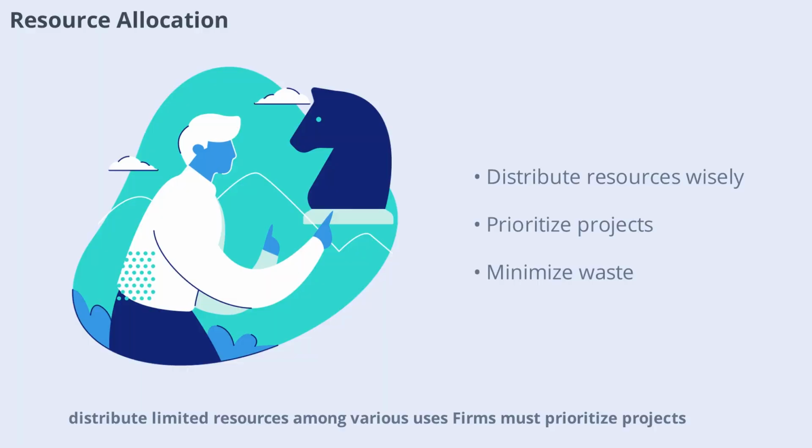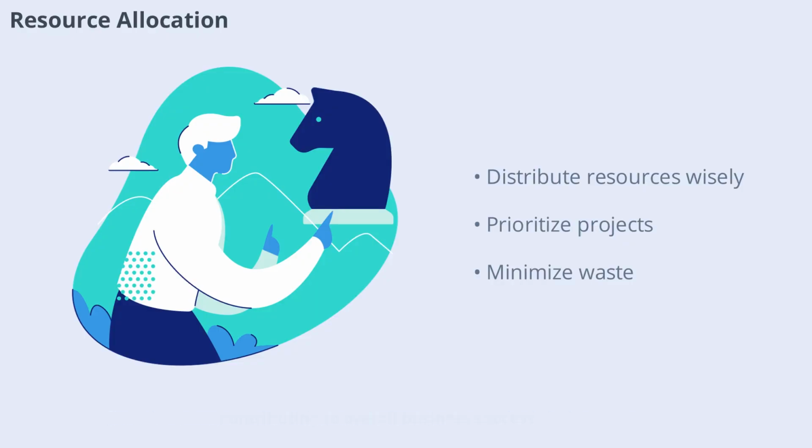Resource allocation involves deciding how to distribute limited resources among various uses. Firms must prioritize projects, departments, and investments to achieve their goals. Effective resource allocation maximizes output and minimizes waste, contributing to overall business success.